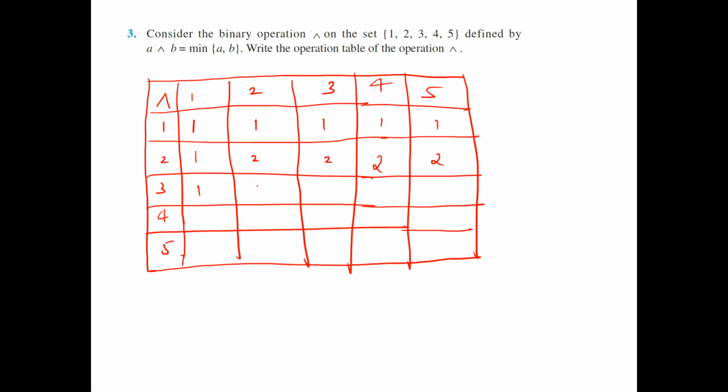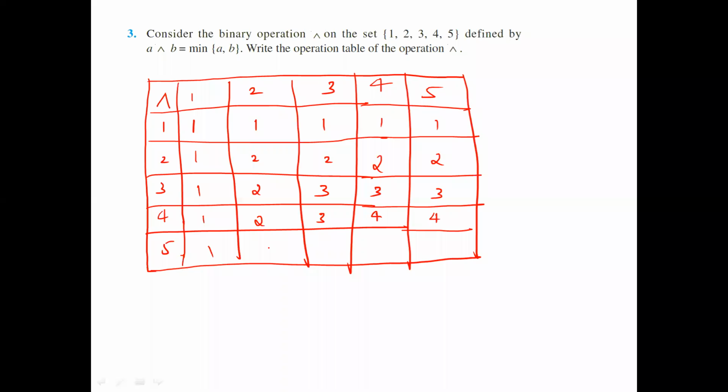Next 3 and 1 means 1. 3 and 2, what is the minimum? 2. 3 and 3, what is the minimum? 3, since both are 3. 3 and 4, what is the minimum? 3. 3 and 5? 3. Next 4 and 1 means 1. 4 and 2, what is the minimum? 2. 4 and 3, the minimum is 3. 4 and 4 means 4 only. Next 4 and 5 means 4.